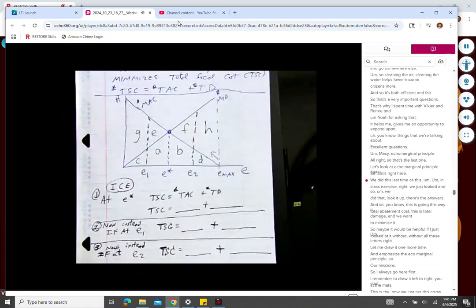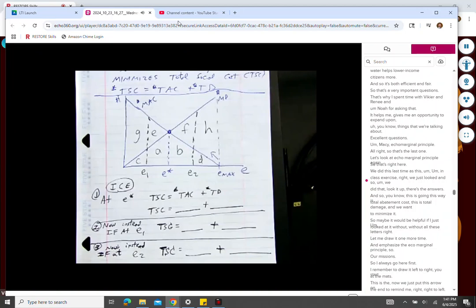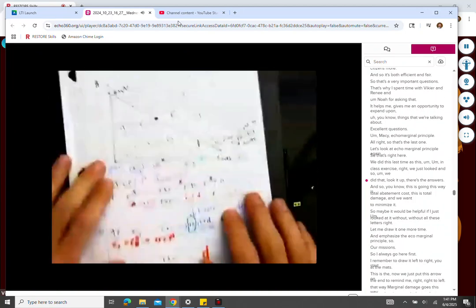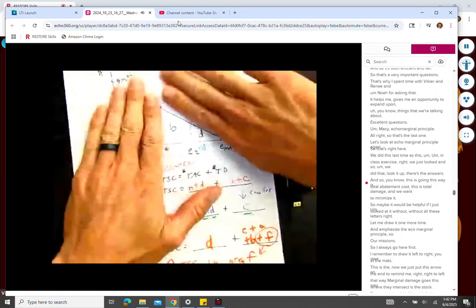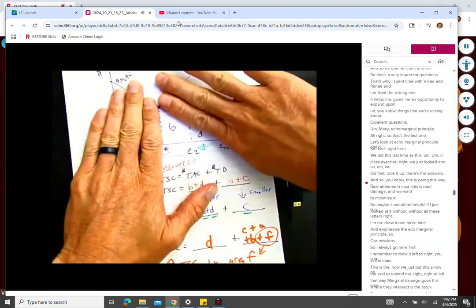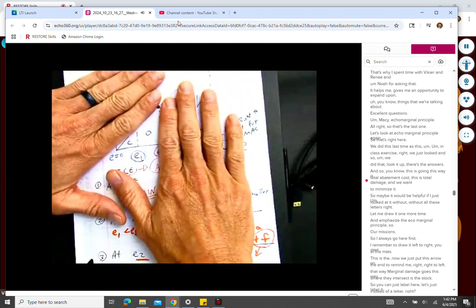Macy, eco-marginal principle. All right, so that's the last one. Let's look at the eco-marginal principle again. So that's right here. We did this last time as an in-class exercise, right? We just looked, and so we did that. Look it up. There are the answers. And so this way is total abatement cost, this is total damage, and we want to minimize it.